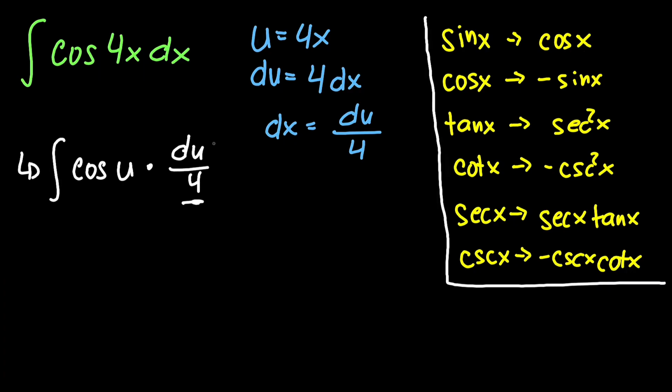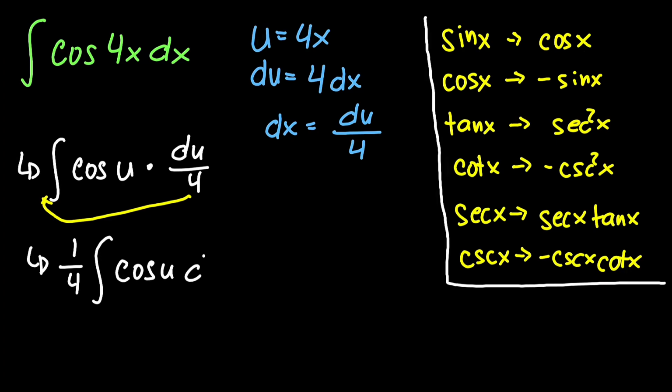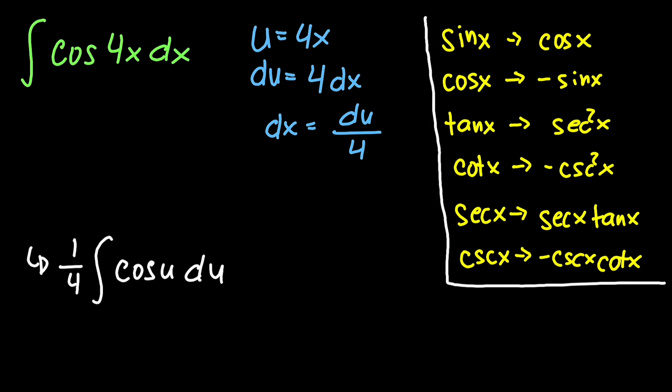So since this is a constant, we can actually put it outside. So this would be 1 over 4. Note that it is 1 over 4, because in this case, it is du over 4. The integral of cosine of u multiplied by du. So if you can see here, it is actually similar, the cosine of x and cosine of u, but the only difference is the letters here.